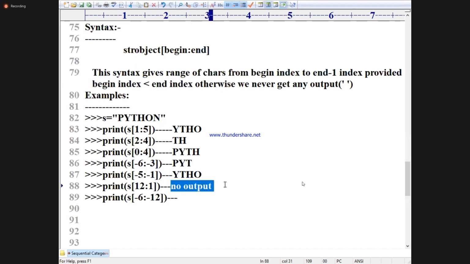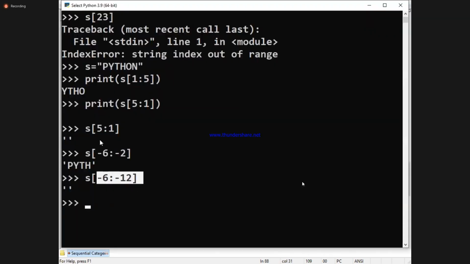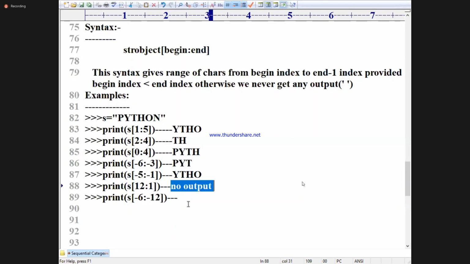So no output. I showed you already here, na? I showed you already here. So this output is, you see, I showed you already here, 5, 1, no output. Here, no output is coming. So no output. What about here, ma? No output. No output will come. Index error will not come.